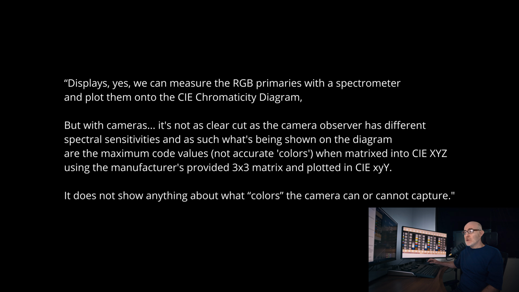and as such, what's being shown on the diagram when you plot a camera gamut are the maximum code values, not accurate, in quote, colors. When matrixed into CIE capital X, capital Y, capital Z, using the manufacturer's provided 3x3 matrix and plotted onto the CIE small x, small y, capital Y diagram, it does not show anything about what colors the camera can and cannot capture. Okay, so there's a lot to unpack here.